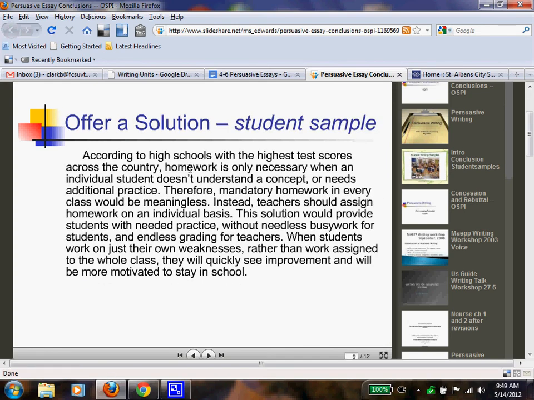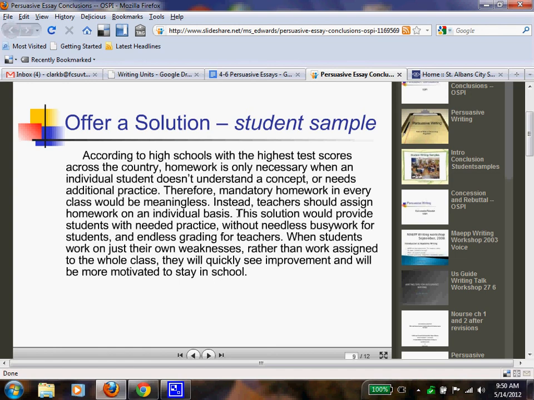Here's an example. According to high schools with the highest test scores across the country, homework is only necessary when an individual student doesn't understand a concept or needs additional practice. Therefore, mandatory homework in every class would be meaningless. Instead, teachers should assign homework on an individual basis. This solution would provide students with needed practice without needless busy work for students and endless grading for teachers. When students work on just their own weaknesses rather than work assigned to the whole class, they will quickly see improvement and will be more motivated to stay in school.